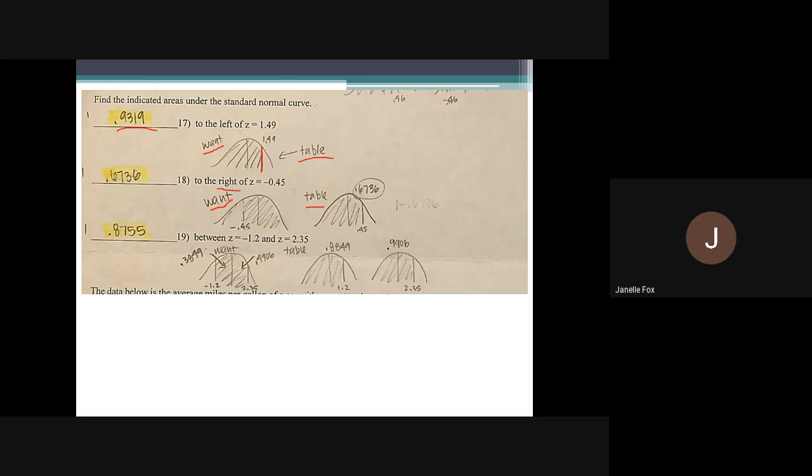And then if you look at number 19, this was probably the most difficult one. I had to do what I wanted, but then I had to do two different table pictures. I had to do one table picture and then another table picture and then put some stuff together. So what I want is basically, here's your zero line. I want to the left-hand side to be negative 1.2, and to the right side, 2.35.